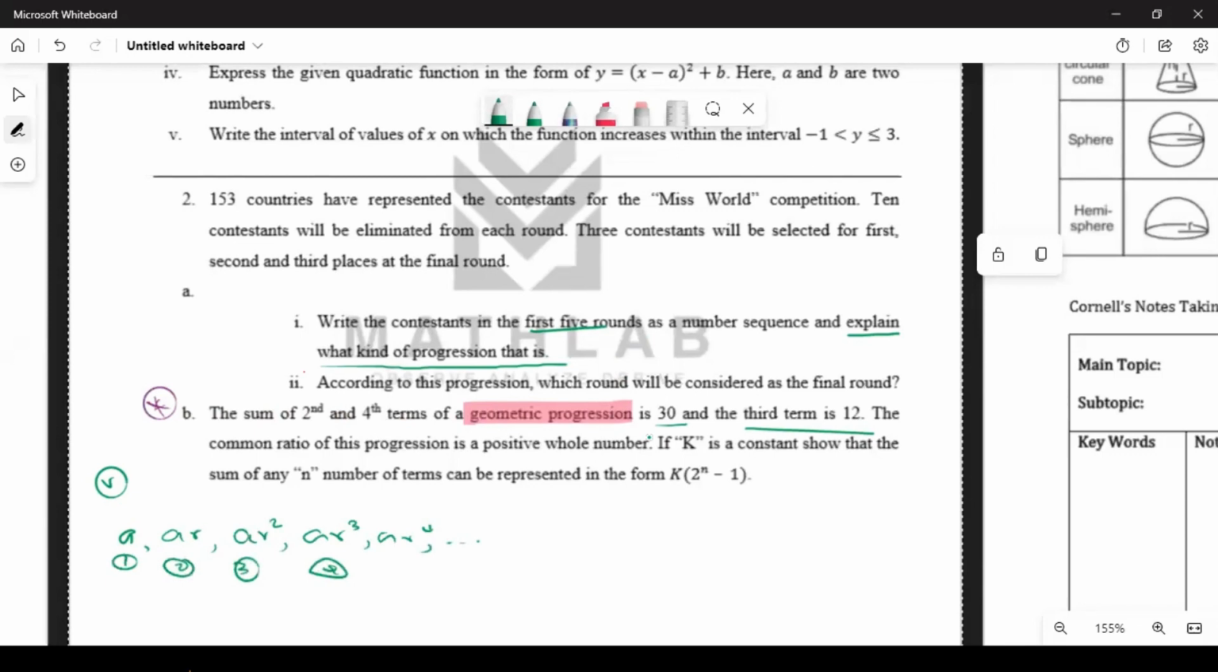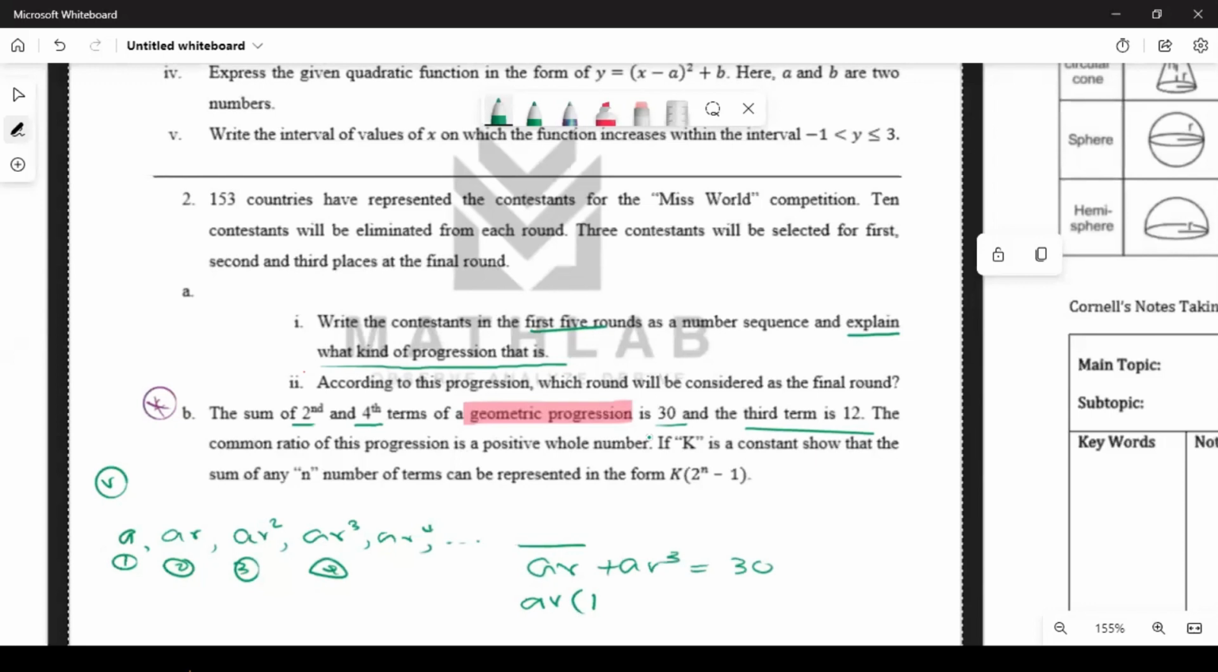They're saying the sum of the second and fourth terms. The second term is AR, and the fourth term is AR cube. So the sum of these two is equal to 30. Take AR outside as a common factor. If you take A and R outside, 1 is remaining, not 0.